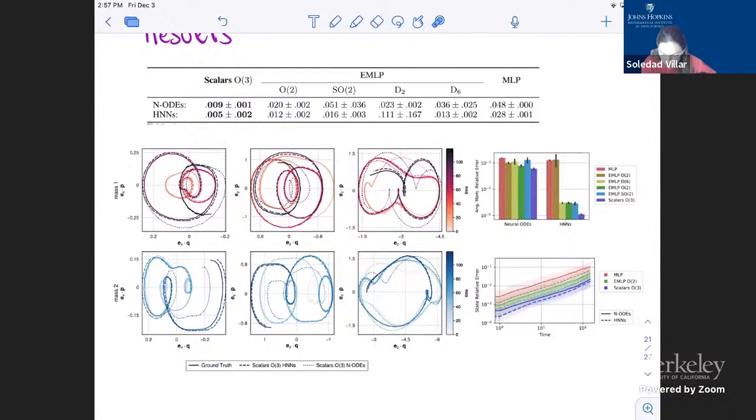Yeah. So if you go to the end, you see that there is one prediction that is very far. The prediction with the neural ODE is much farther than the prediction with the Hamiltonian neural network, which you would expect because the Hamiltonian already encodes the Hamiltonian symmetry.